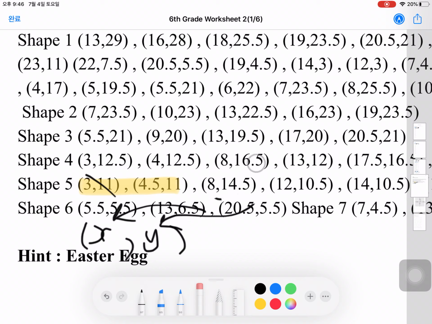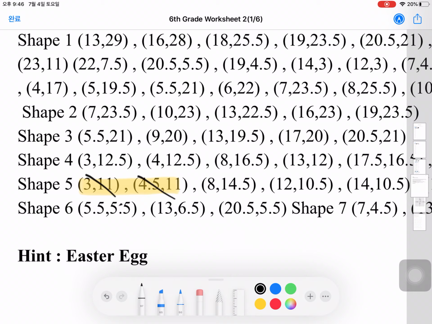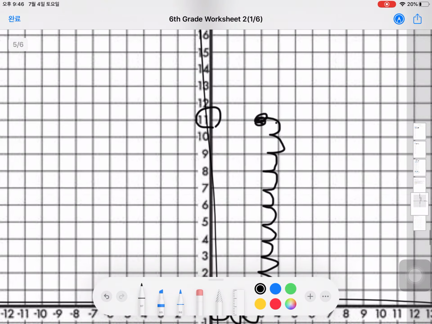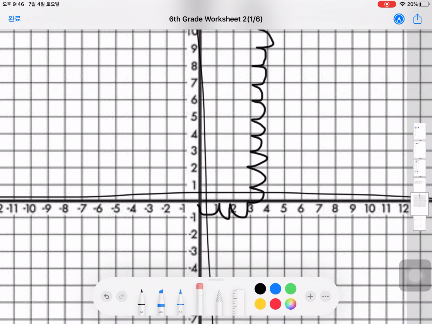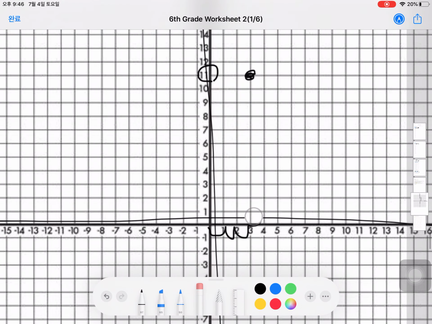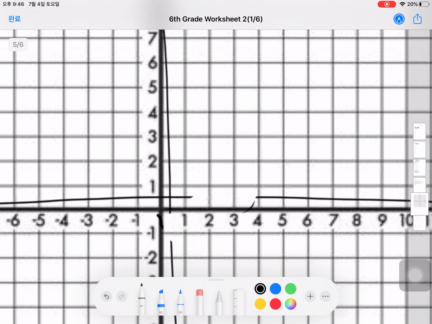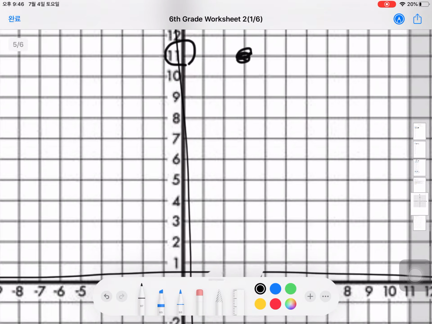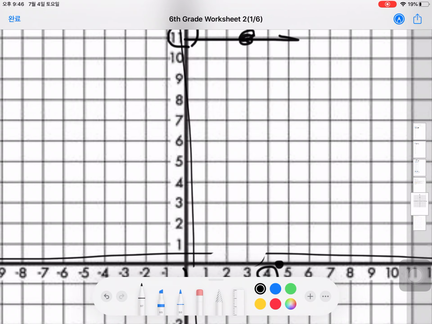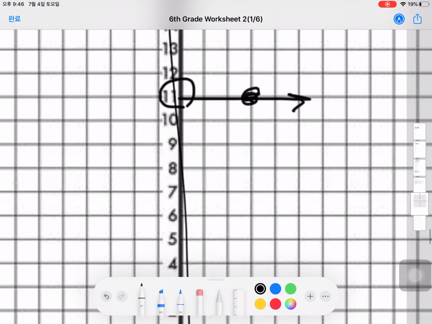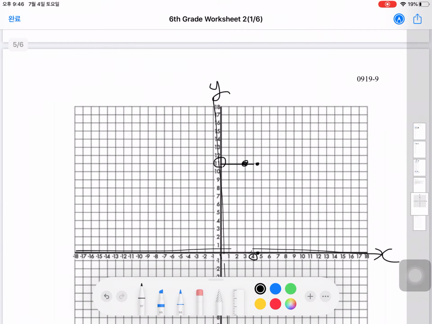Let's try this again with the second plot. So, 4.5, 11. So we go 4.5, and then up 11. Here's 4.5 is somewhat right there, and we go up 11, so right here. So your plot would be right there. That would be your second plot.